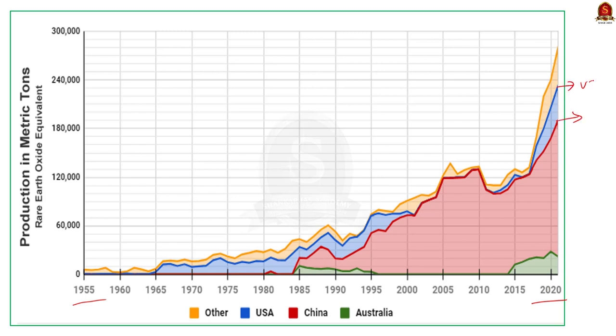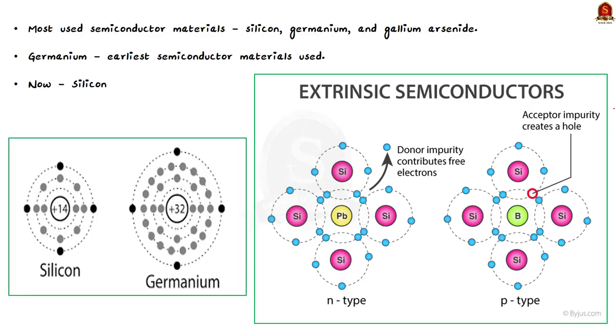Also know that the most used semiconductor materials are silicon, germanium and gallium arsenide. Of the three, germanium was one of the earliest semiconductor materials used. Know that the number of valence electrons in a semiconductor material determines its conductivity. For example, germanium has 4 valence electrons, which are electrons located on the outer shell of the atom. But now, silicon has taken the place of germanium as the most used material in the semiconductor industry.